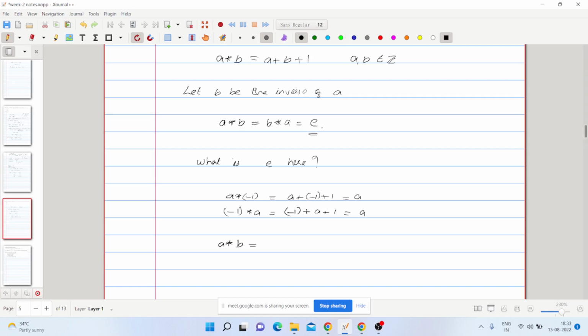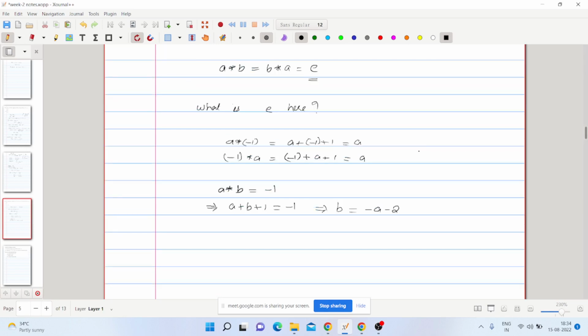A star B should be equal to what? -1. What is A star B? If B is the inverse, A star B should be equal to -1. A star B, by definition, is A plus B plus 1, which is equal to -1. That implies B equals -A minus 2, right?